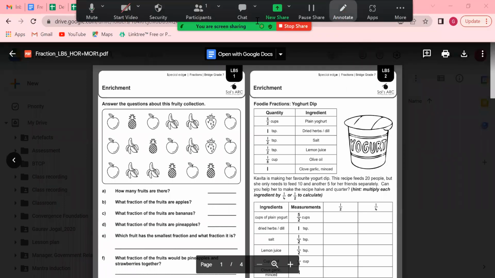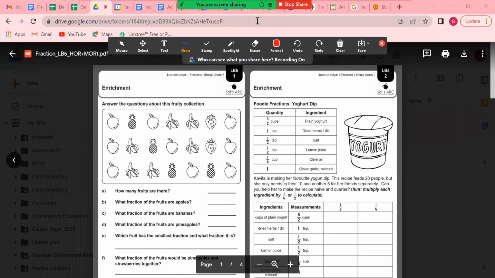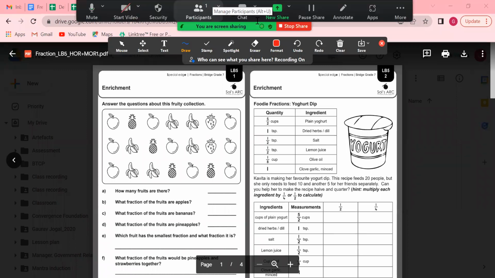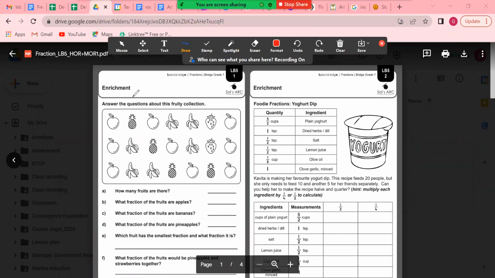Hello everyone, welcome back. This worksheet is going to be more of an enrichment worksheet. Whatever you have done, you're just going to revise and try to solve it in a real world problem. So if you see here, there is this question: answer the question about this fruit collection. There are a lot of fruits given here.